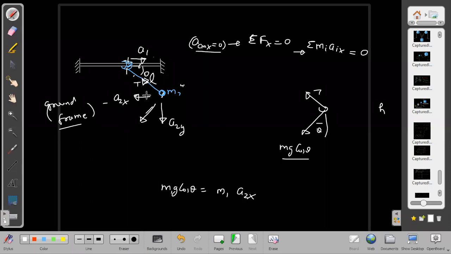This angle was theta. So this is 90 minus theta. The component of a2x in this direction is a2x sin theta. Then the component of a2y in this direction, plus a2y cos theta. Unfortunately, we are not getting the answer till now because there are two unknowns, a2x and a2y.